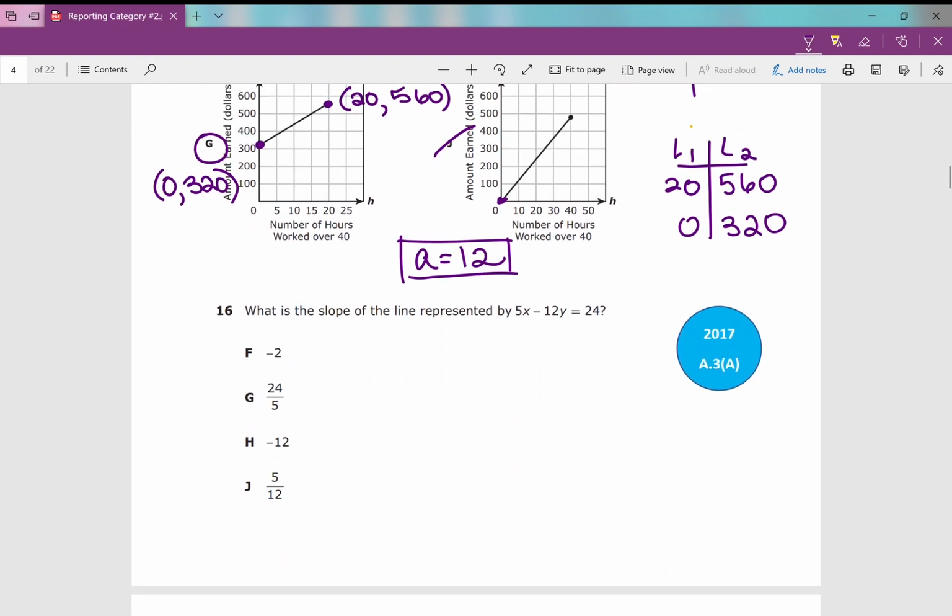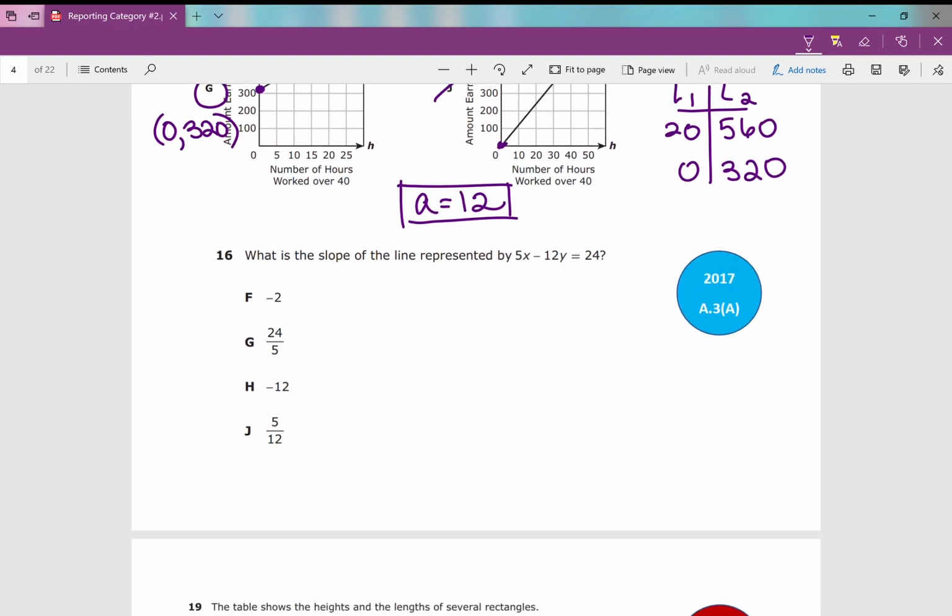Okay, let's go on to number 16. What is the slope of the line? I love these types of questions, super duper easy, but it's only easy if you can solve for y. You have to be able to solve for y. I can give you tips and strategies for different things on your EOC, but you have to be able to solve for y. So how do I do that?